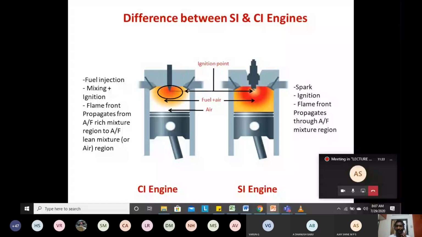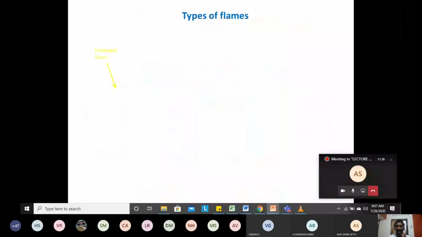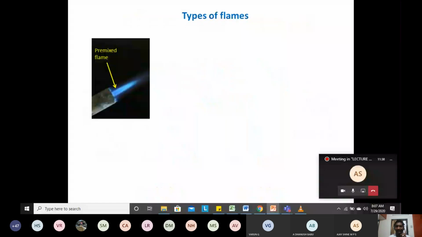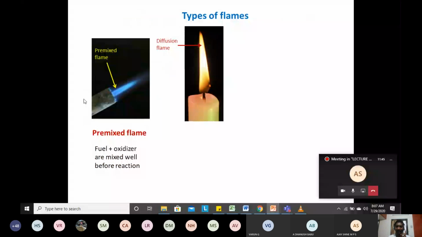Okay, so now coming to the different types of flames. In general, there are two different types of flames. One we call pre-mixed flame, and the other one we call diffusion flame. Right? In the case of pre-mixed flame, fuel and oxidizer are mixed well before the combustion process takes place. Right? So the mixed fuel and air will undergo combustion. Okay. So this is what happens in the case of a conventional SI engine.